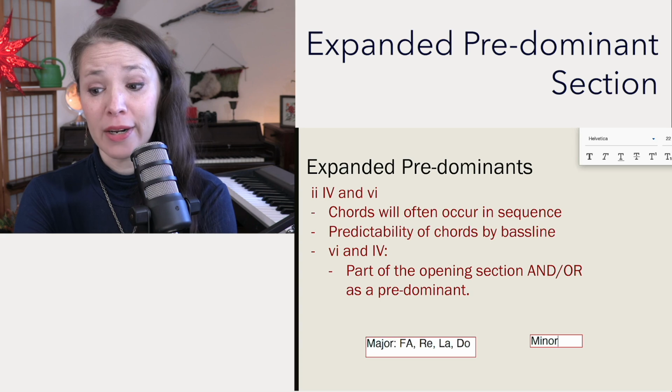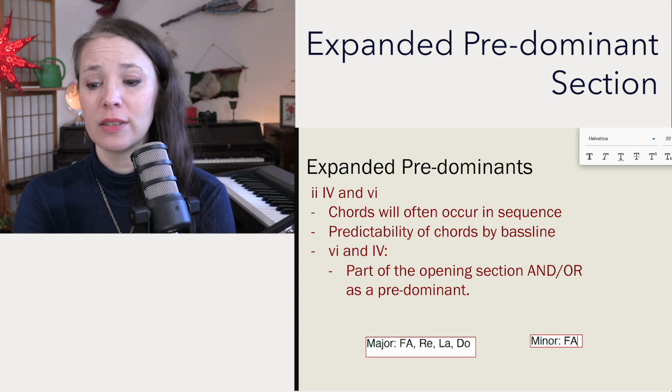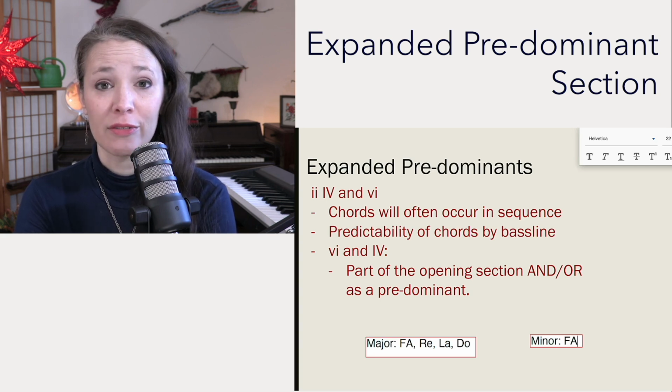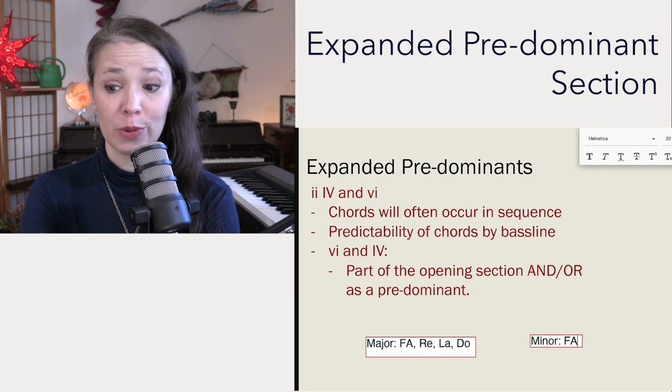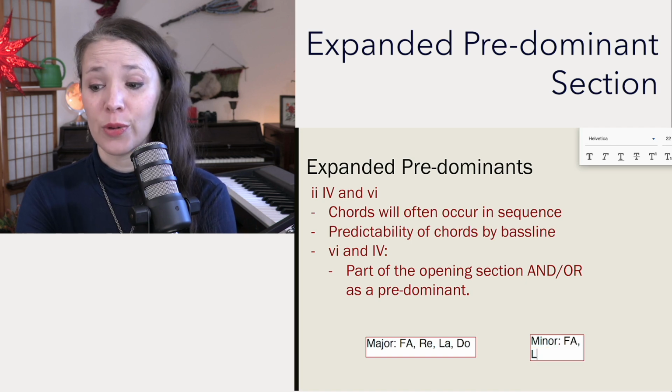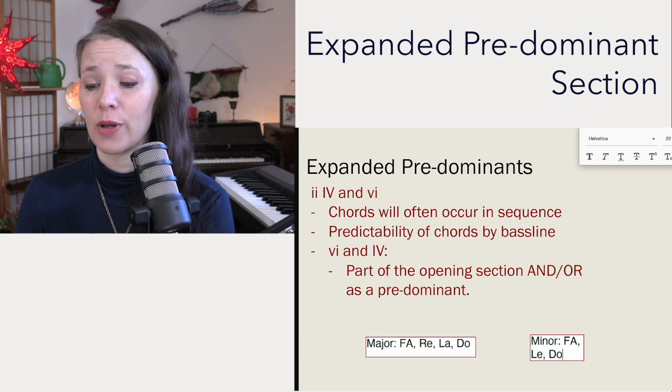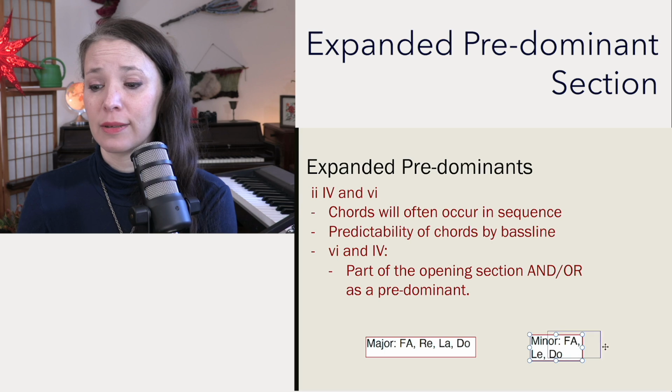Okay, if you're in minor, you can have Fa. You will not have Re, right? Because you're not going to have a 2 diminished chord in root position. You can have Fa, you can have La, and again, you can have Do. So we'll look at where that fits with the different chords in just a second. Okay, so those are your options for the predominant.